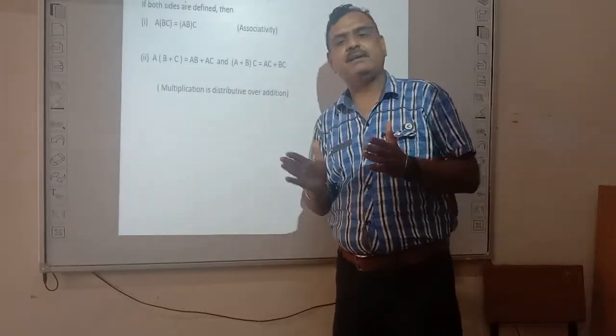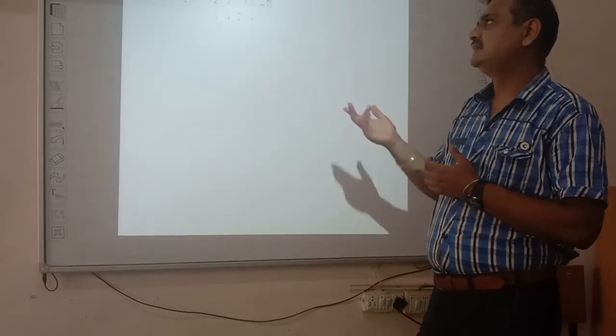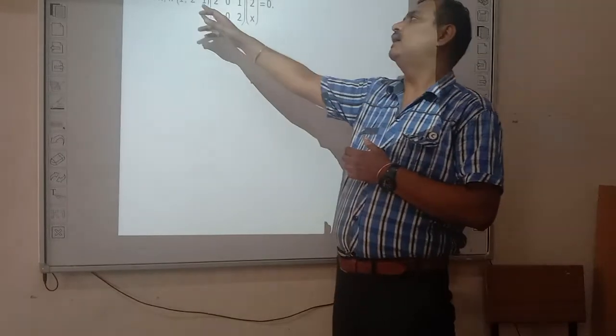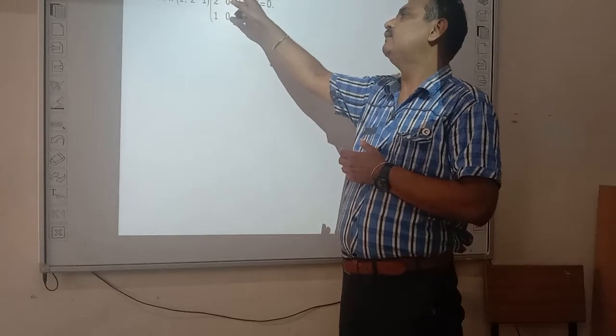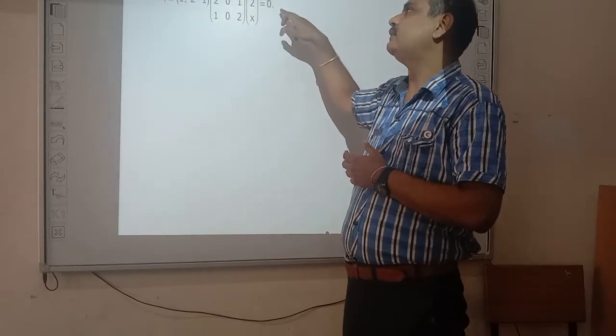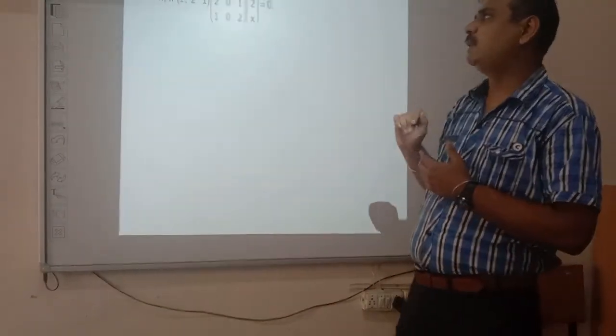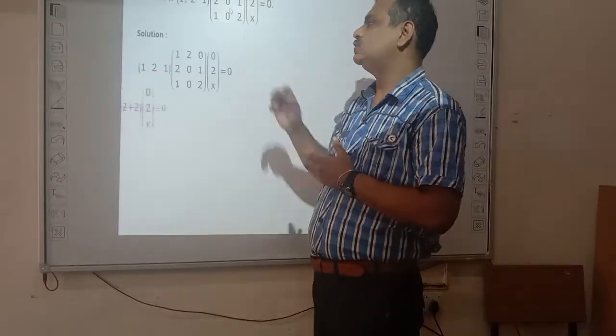Commutativity of matrices does not hold. Move on. Let's take one example. We have a row matrix, then a square matrix, and a column matrix here, and its multiplication is 0. You have to multiply it. How do you have to multiply? First of all, multiply these two.